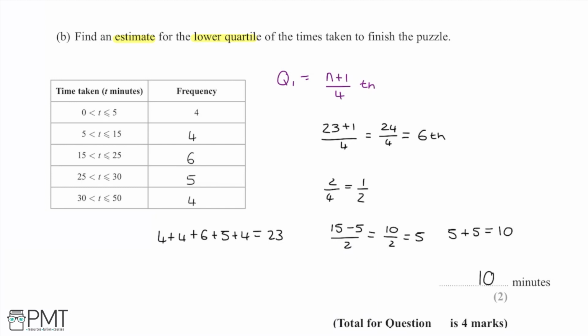The answer of 10 is going to give us the correct final answer to gain us the mark here. We would have gained the first mark for the calculation that we used here to find the value representing the lower quartile, and then the second mark for the final correct answer of 10 here.